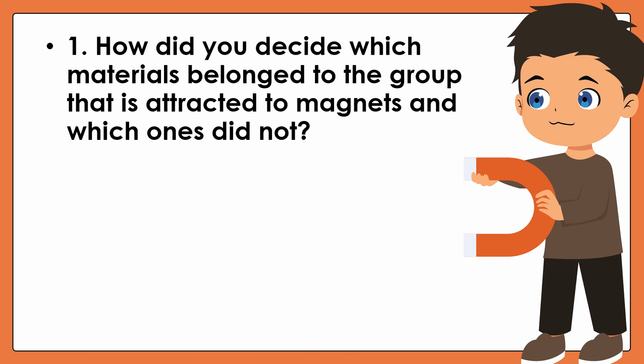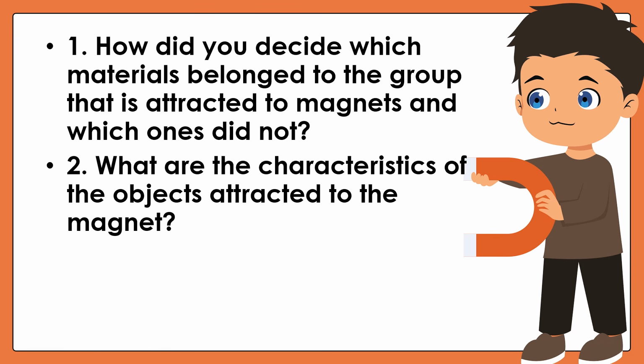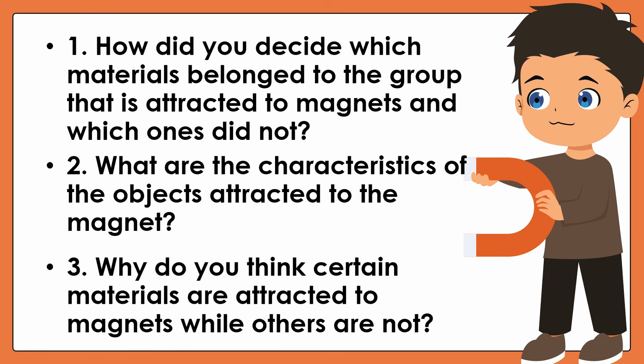Here are the guide questions. First, how did you decide which materials belonged to the group that is attracted to magnets and which ones did not? Second, what are the characteristics of the objects attracted to the magnet? And third, why do you think certain materials are attracted to magnets while others are not?